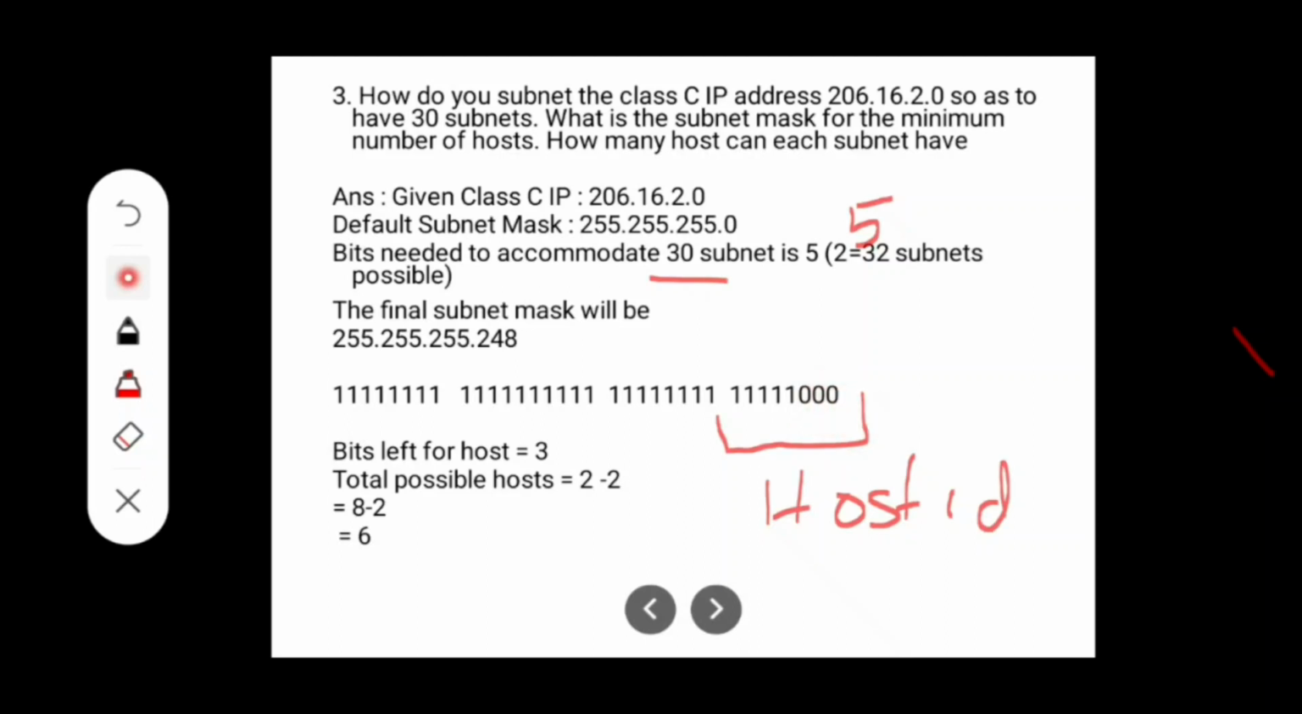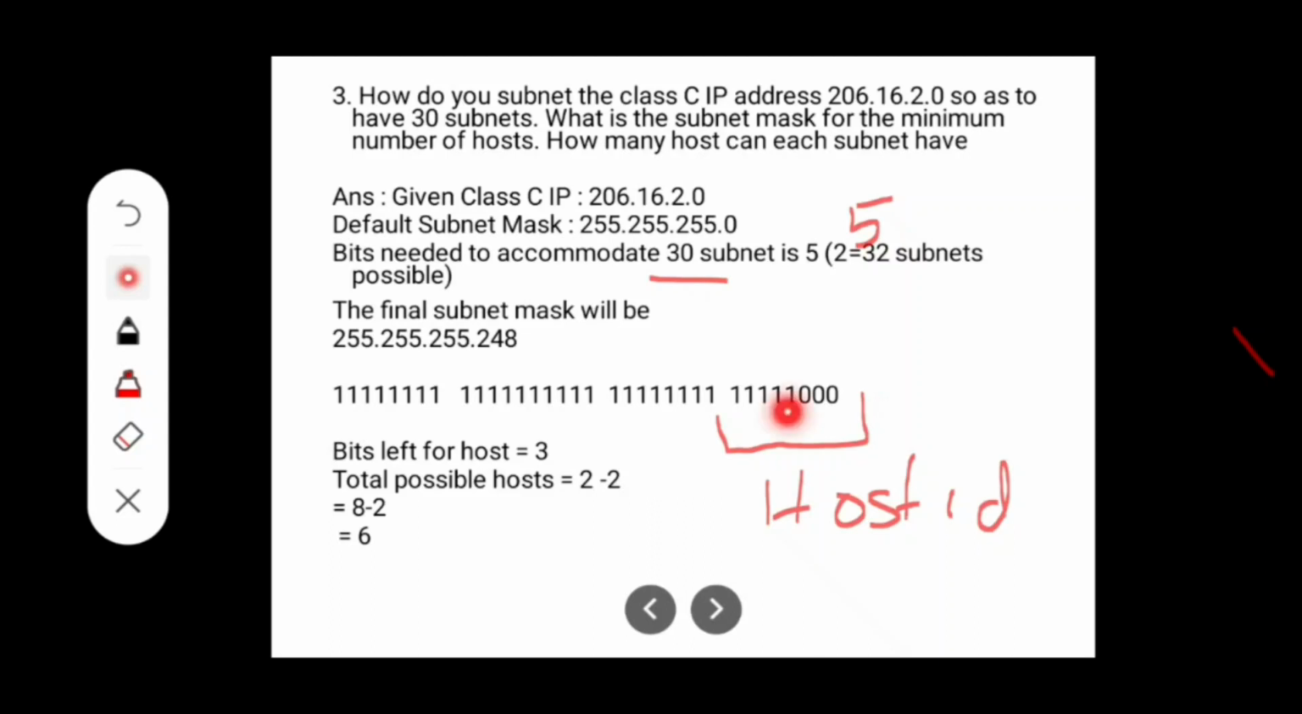How many remaining bits are there? There will be 3 bits, because the total is 8 bits, since 1 byte is 8 bits. 5 bits I have represented here. Now the remaining is 3 bits. So these 3 bits will be represented as 0. When we find the host ID, we always represent it as 0.